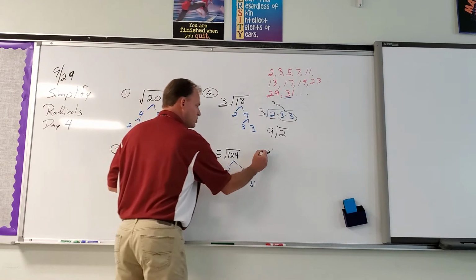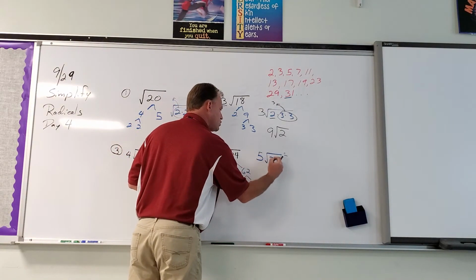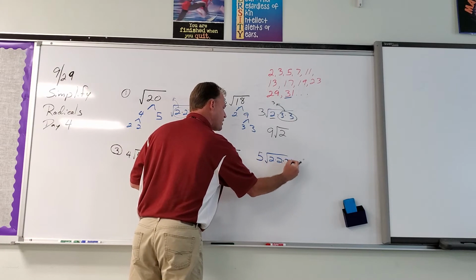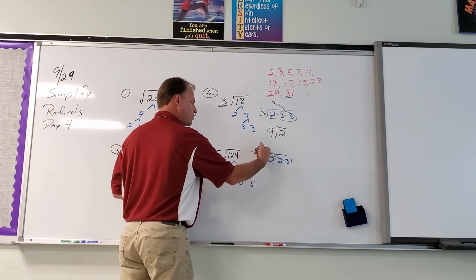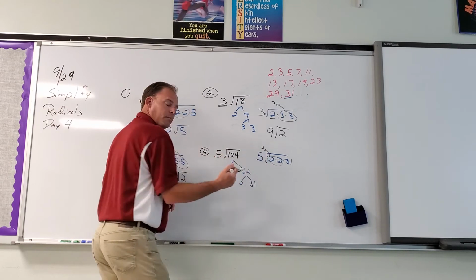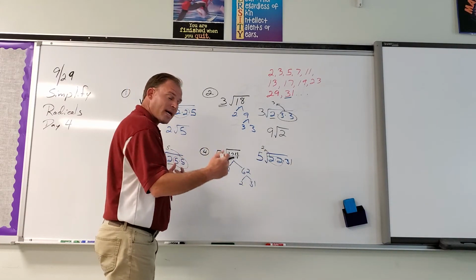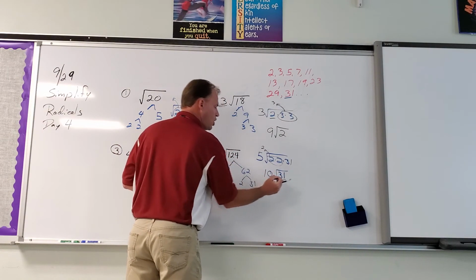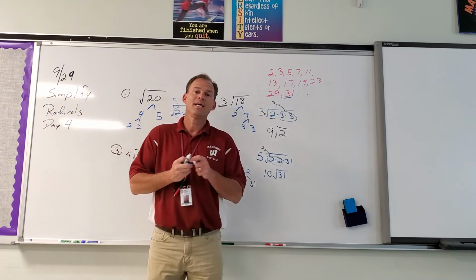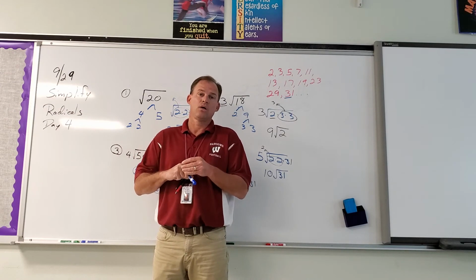31's prime. So I've got a 5 out front, 2, 2, and 31. So the pair of 2s getting out of the radical multiplies with the 5 that's already out of the radical, 10 root 31. And that is that.